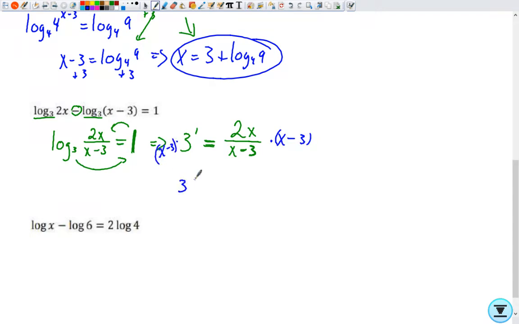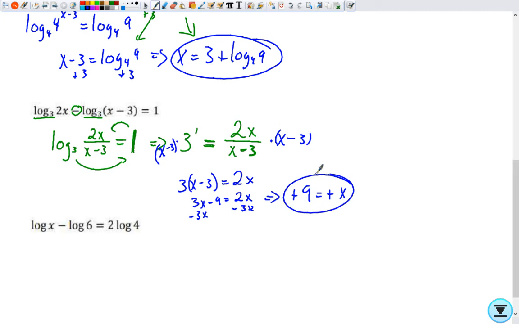So you get 3 times x minus 3 equals 2x. And you get 3x minus 9 equals 2x. And then subtract 3x from both sides. And you get negative 9 equals negative x, which means x equals 9.